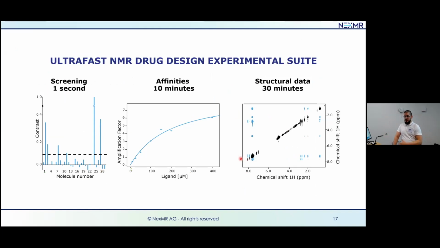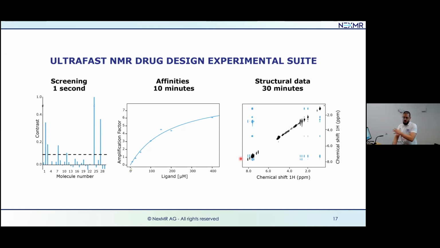So again, this is why we call it ultra-fast NMR. We're quite conservative, so we don't call it high throughput, because high throughput would be 100,000 samples per day, the real definition of high throughput. I know we tend to be a bit loose with that, but we like to call it ultra-fast for that reason.